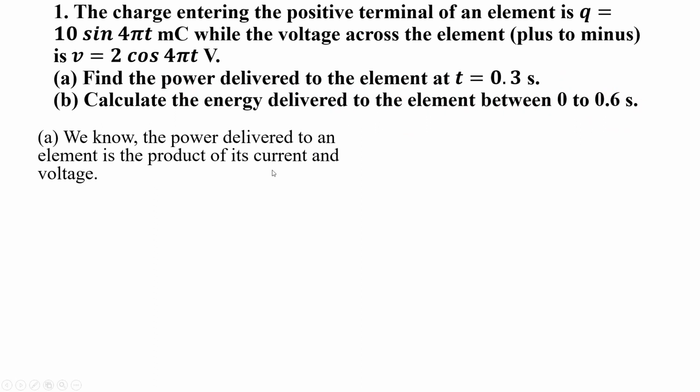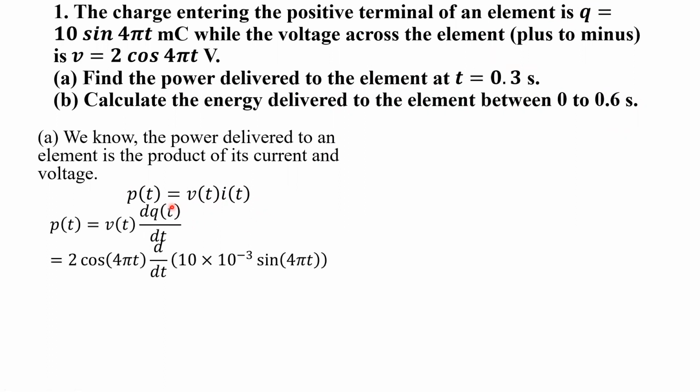We know the power delivered to an element is given by the product of its current and voltage. So at any time, P equals V times I. But in our case, we have been given Q. We know current is the rate of flow of charge, so we can replace i(t) with dq by dt, and plug in the expressions for V and Q. The expression for V is this, and the expression for Q is this.